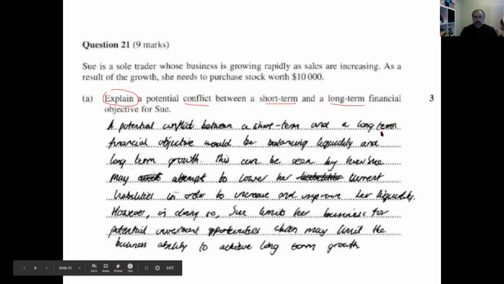3-mark question. In terms of the answer, could we talk about the stock and the 10,000? Yes. Do we have to?